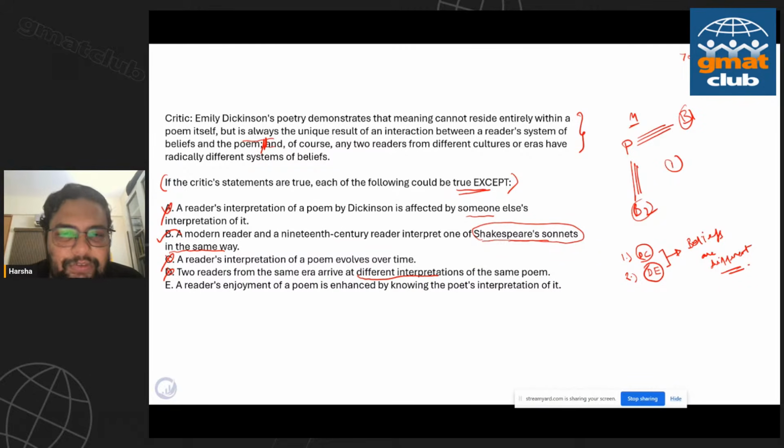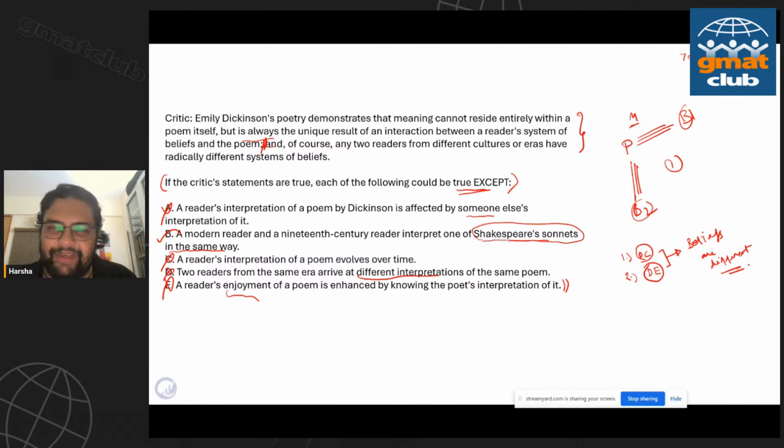A reader's enjoyment of a poem is enhanced by knowing the poet's interpretation of it. Yeah, possible. Knowing the poet's interpretation might alter my own belief system. It might change how I interpret things. Also, this is talking about enjoyment rather than interpretation. That's also a big red flag, but it could be true. I don't have anything to say that this will not happen. So all those reasons why B is the right answer.